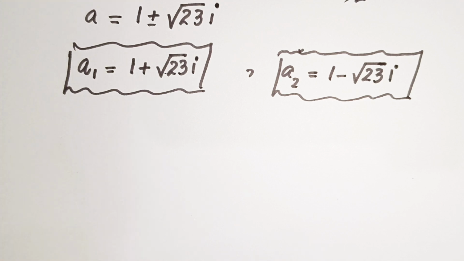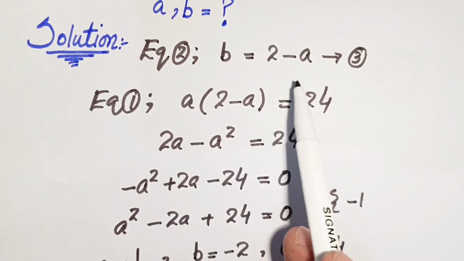For this purpose, we just have to recall our equation 3. So our equation 3 is b is equal to 2 minus a.